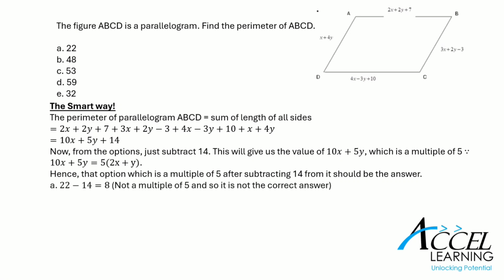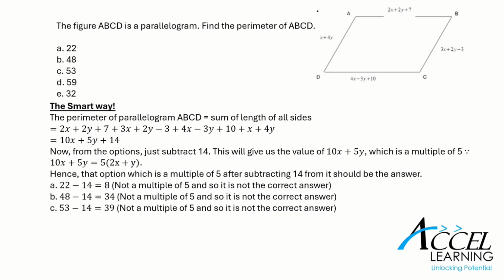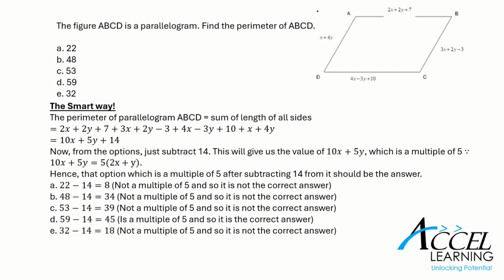A, 22 minus 14 equals 8, which is not a multiple of 5, so it's not the answer. B, 48 minus 14 equals 34, which is also not a multiple of 5. C, 53 minus 14 equals 39, which is not a multiple of 5. D, 59 minus 14 equals 45, which is a multiple of 5, so it is the correct answer. And lastly, 32 minus 14 is 18, which is also not a multiple of 5. According to the process of elimination, the correct answer is the letter D.